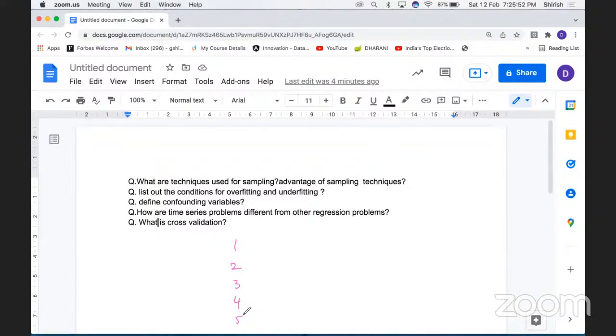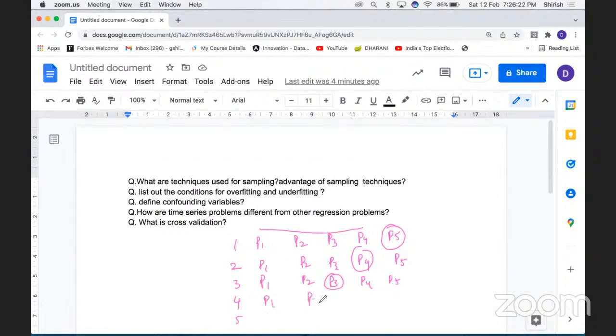The error estimation here is happening like this. When k equal to 1, with P1, P2, P3, P4, P5, this one will go for test. All others will go for train. Then P1, P2, P3, P5 train, and P4 will go for test. P1, P2, P3, P4, P5: P3 will go for test data. P1, P2, P5 will be your train. Like that, in every iteration, the training is happening.